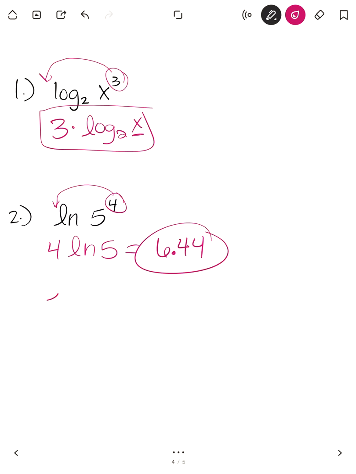If you did the natural log and you took 5 to the 4th power, you would get 625. If you did that times the natural log, you would get the same exact thing, 6.44. So it really doesn't matter the order that you do it in, as long as you understand the properties. Properties are going to be used a lot for solving, so we need to understand them to help us solve.